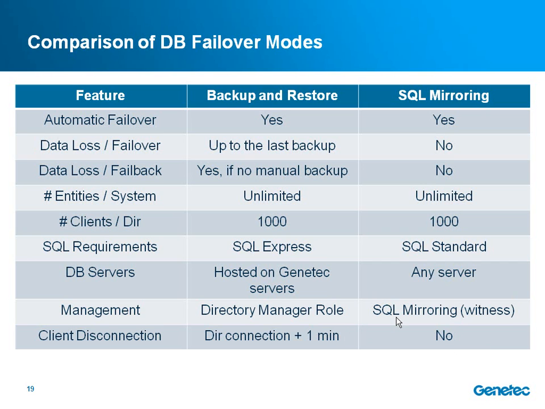Now the last difference is related to the client disconnection down here. Since there is some startup time for the database and the directory server's disconnection and reconnection, the client will disconnect briefly. The time it will take to reconnect is based on how long it takes the directory to connect, plus about a minute of additional overhead. As mentioned previously, mirroring is practically transparent to the clients, and it will not get disconnected from their directories.